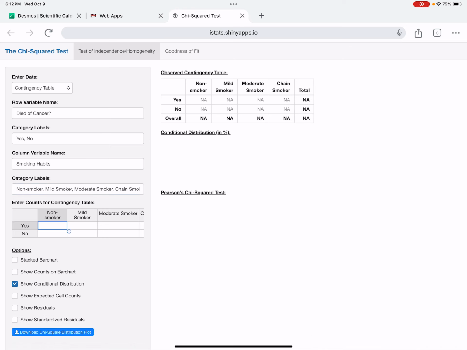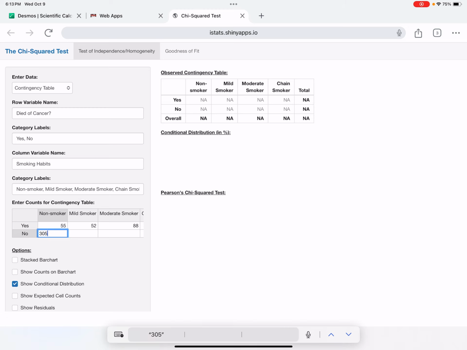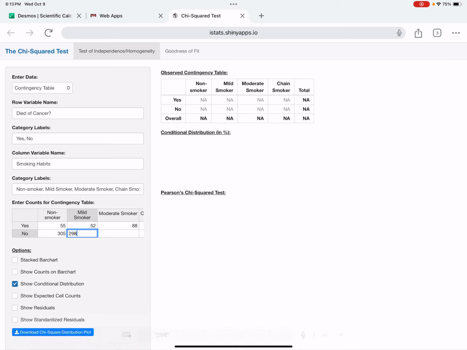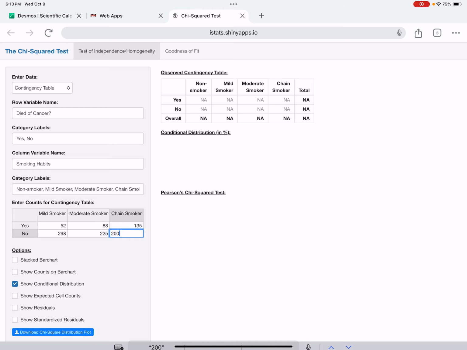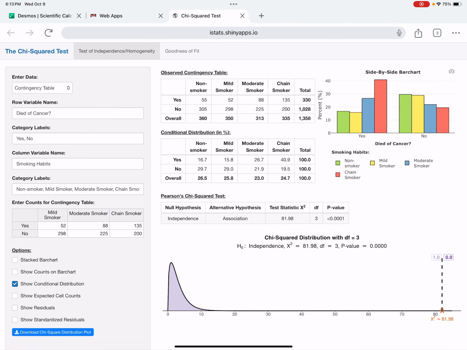And then we can put in the number of successes and failures. 55 for non-smokers, 52 for mild, 88 for moderate, and 135 for chain smokers. And then we have 305, 298, 225, and 200. So click out of the contingency table, and then the calculator will compute the results for you.